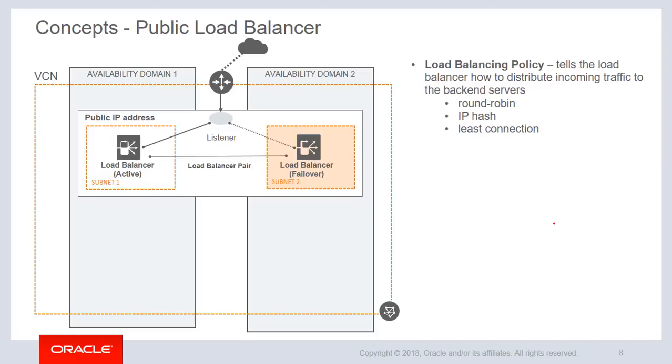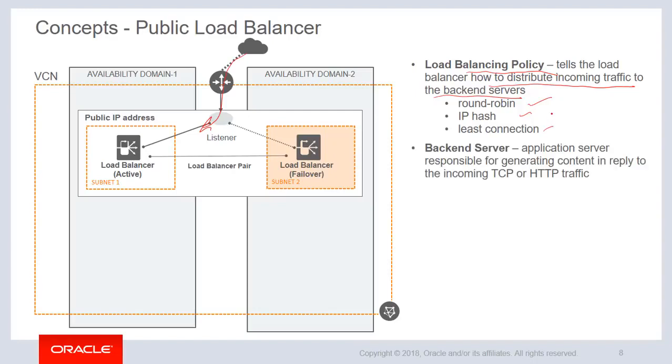So the first thing is we have something called a load balancing policy, which tells the load balancer how to distribute incoming traffic to the backend servers. So the traffic is coming from here, and the traffic can be routed in different manners, in a different fashion. There is something called round robin, which means that the traffic is distributed in a round robin fashion. There is something called IP hash, and there is something called least connection. We'll talk about these on the next slide.